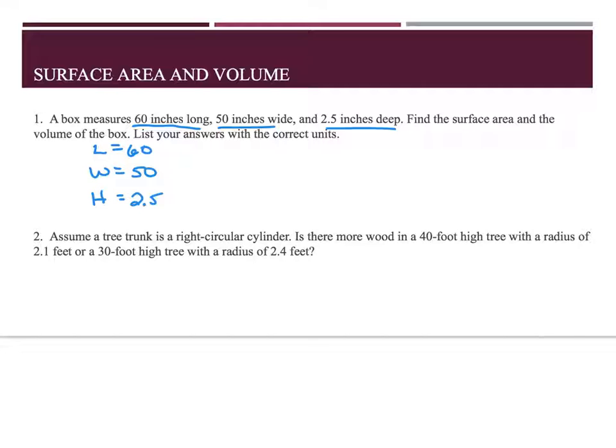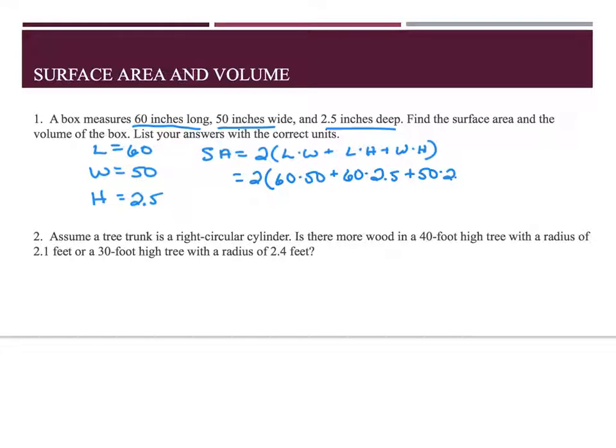Now the formula for surface area is a big long one. It's 2 times length times the width, plus the length times the height, plus the width times the height. If I have those measurements listed with the values next to them, it makes it fairly easy to plug into the formula. Because everywhere there's an L, I'm going to put a 60. And the W's are all 50s. Length is 60, height is 2.5. Width is 50, height is 2.5.